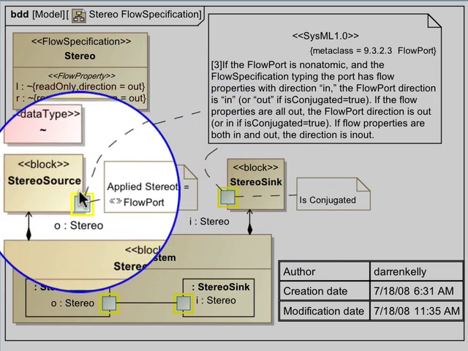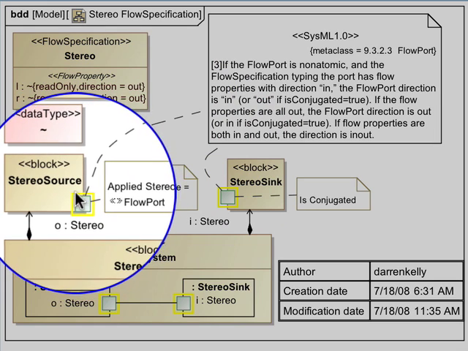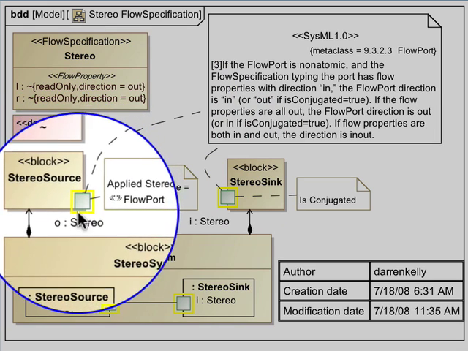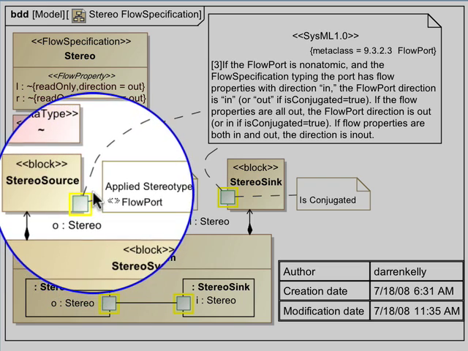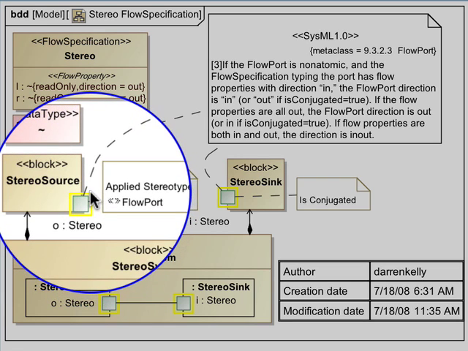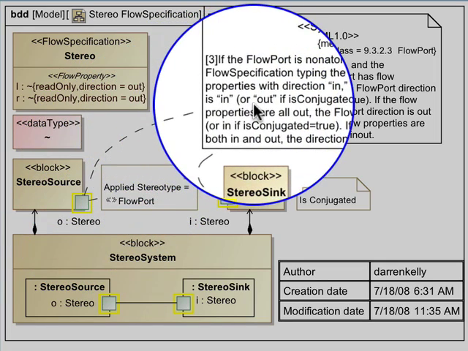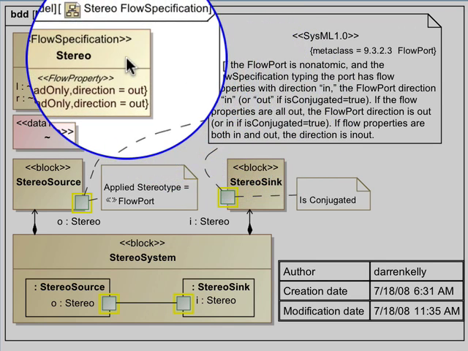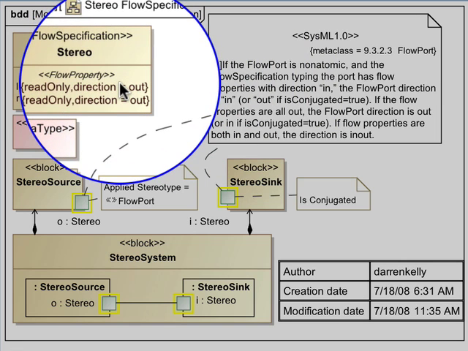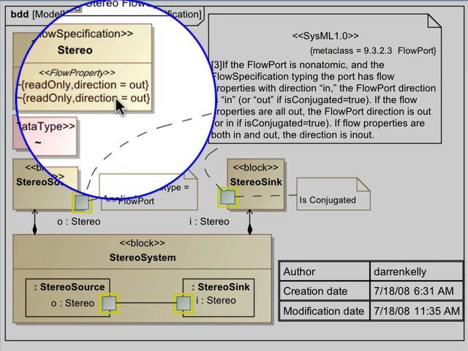You'll notice that the flow port has been flagged with a yellow warning box from the active validation engine. This is because the constraint, as documented in the SysML specification, that the direction of the flow specification must agree with the direction of its flow properties, has been broken.